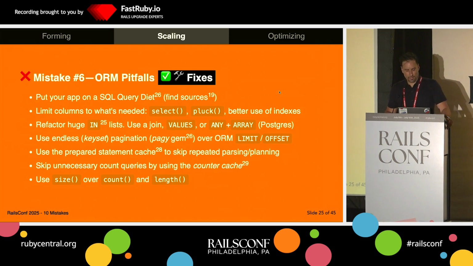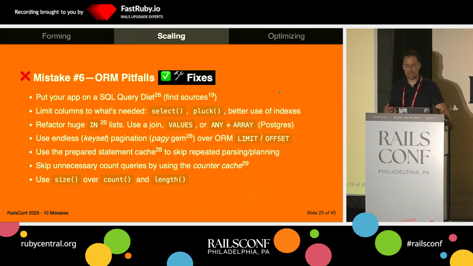So to fix that, I recommend, and this would be more for a mature application, it's been around for a while, it's likely that there are some redundant or unnecessary queries. So I wrote a post called Putting Your App on a SQL Query Diet that is intended to help folks go and find queries and study and make sure that they're actually needed or useful. If not, we can remove those. We can try to limit our columns to what's needed using select and pluck in Active Record, and that can help us with better use of our indexes, particularly multi-column indexes.